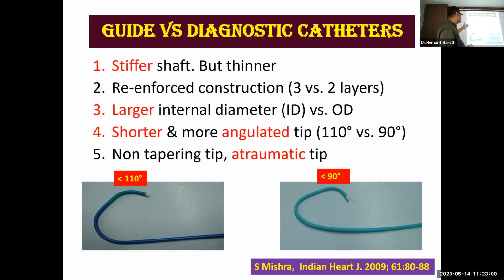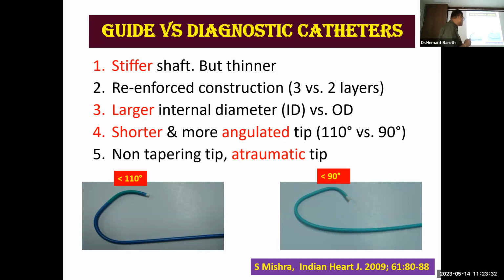Now, the other difference is, of course, that the inner diameter of the guide catheter is much larger relative to the outer diameter. In a diagnostic catheter, the difference between inner and outer diameter is about 2F. So if the inner dimension is, suppose, 3F, then the outer dimension will be 5F. But in a guide catheter, this difference can be much less.